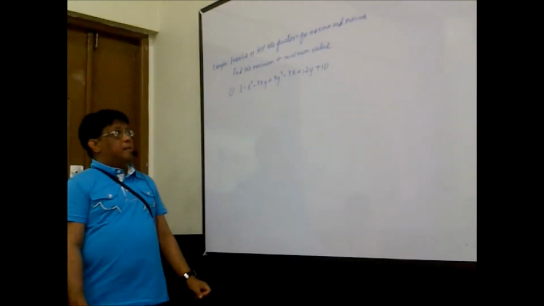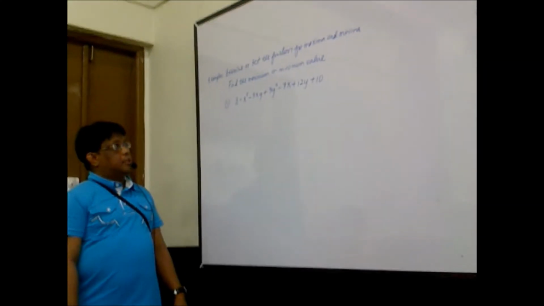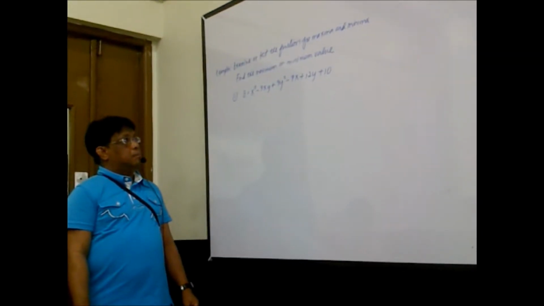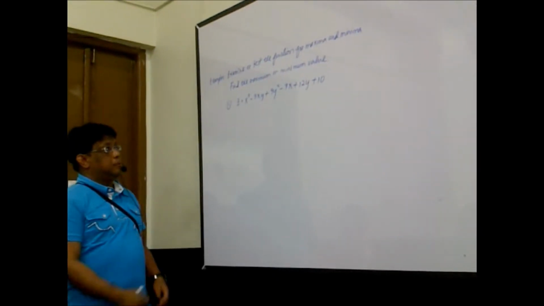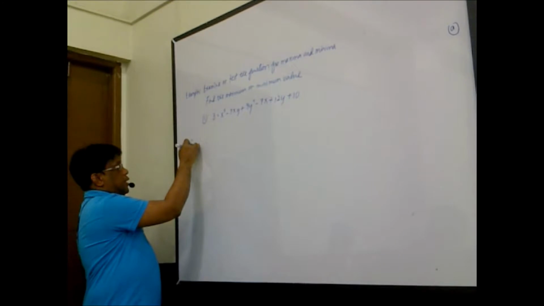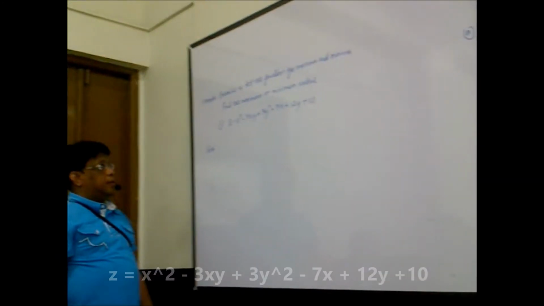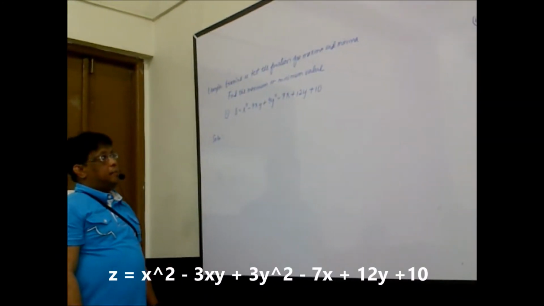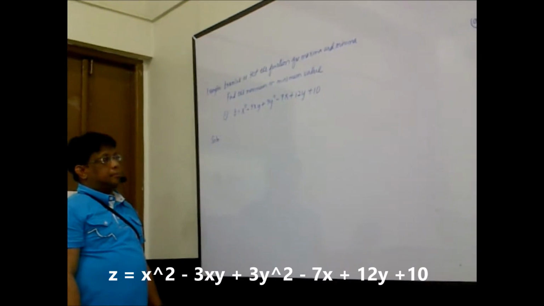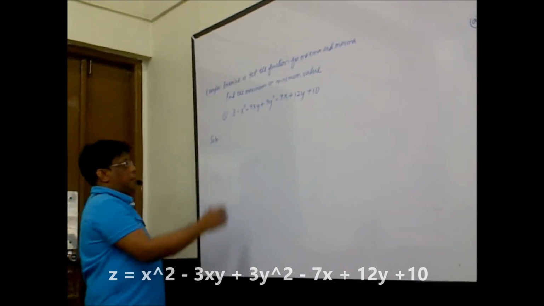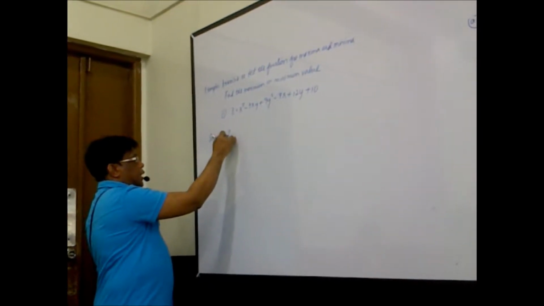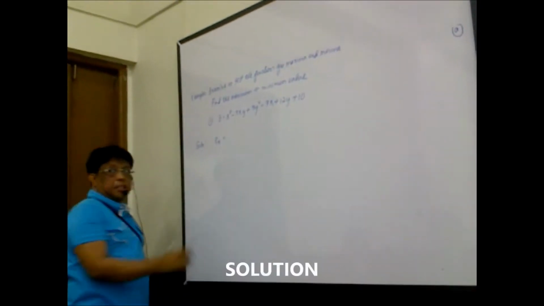Okay, so let us have some examples now, class. Examine or test the function for maxima and minima. So find the maximum or minimum value. We have the function given as z is equal to x squared minus 3xy plus 5y squared minus 7x plus 12y plus 10. Okay, so let's start by defining now the partial derivatives.